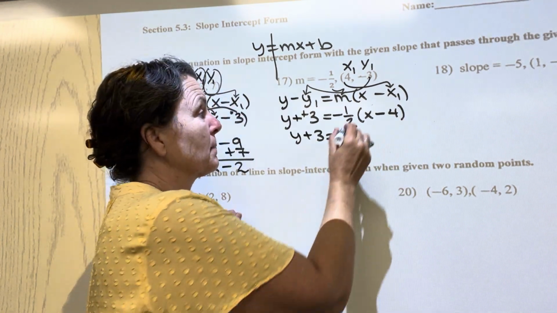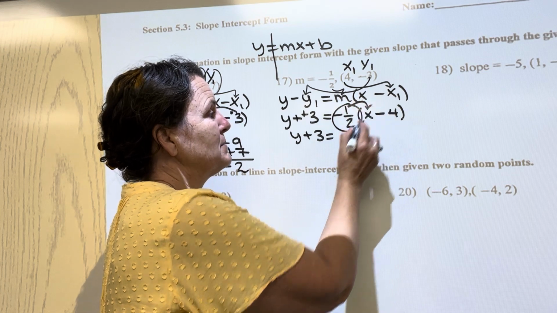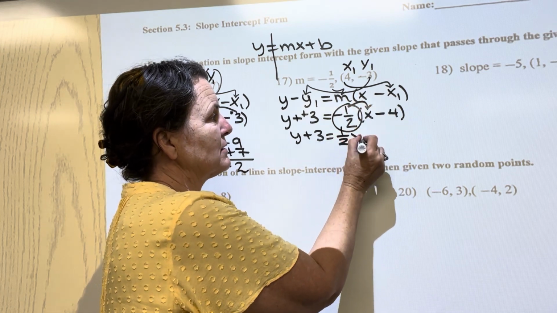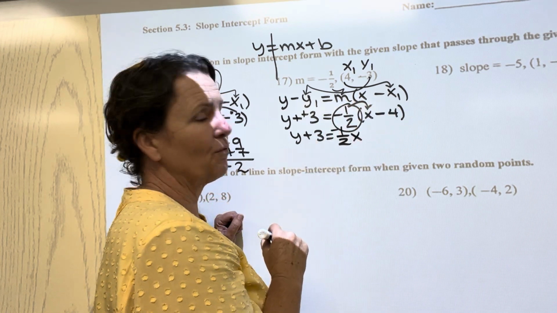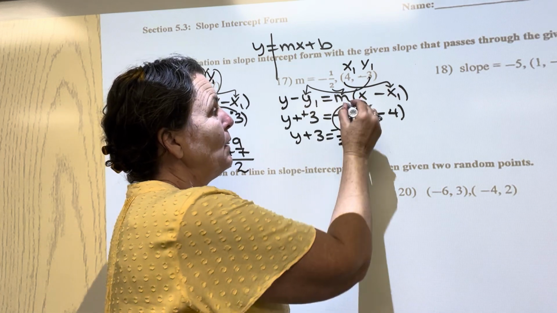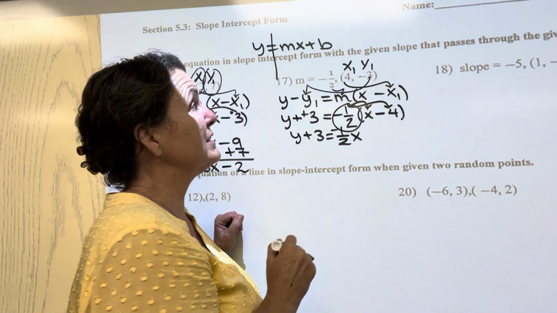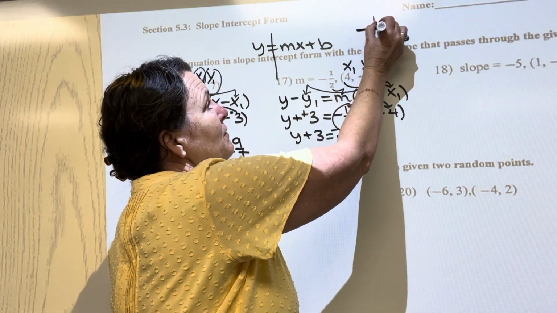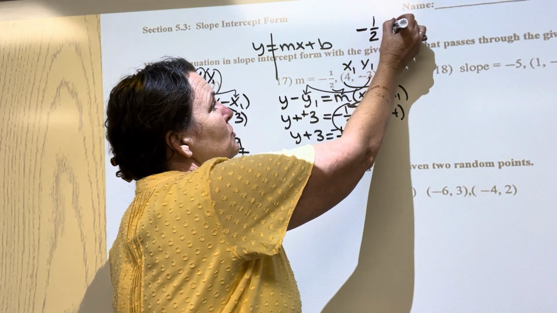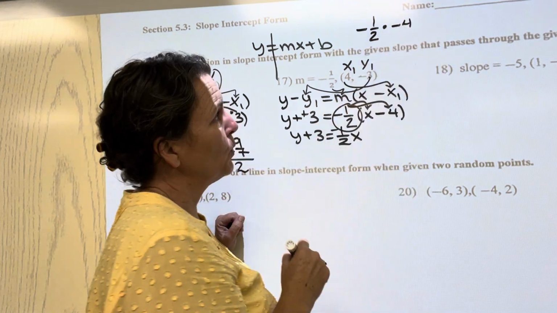You can do it. We have negative half times x. This is negative half x. Don't forget the negative like I just did. Now we have negative half times negative 4. Wow. Let's take that to the side. I have negative half times negative 4.